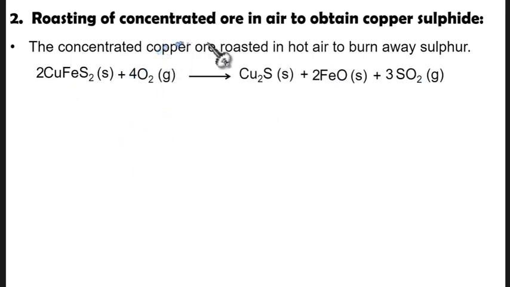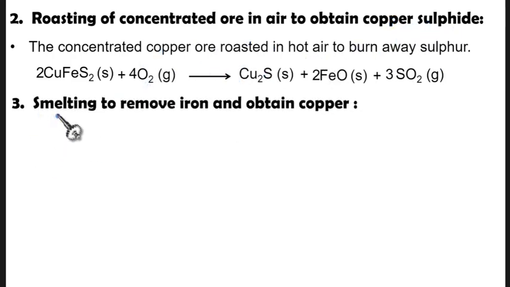So roasting of concentrated ore in air to obtain copper sulfide. In this process, what happens is you just roast the concentrated copper ore in hot air to burn away sulfur. All right, then this one which is formed here, which is copper sulfide, now goes for the next stage. So the next stage is smelting to remove iron and obtain copper. So this iron is still together with this.